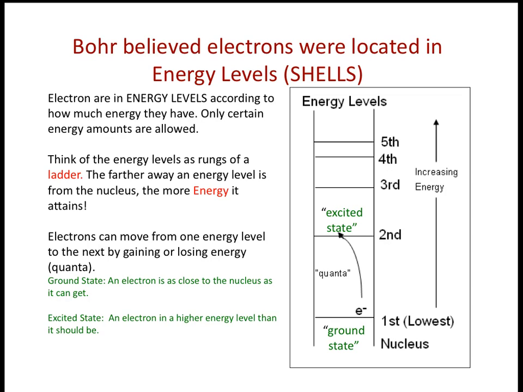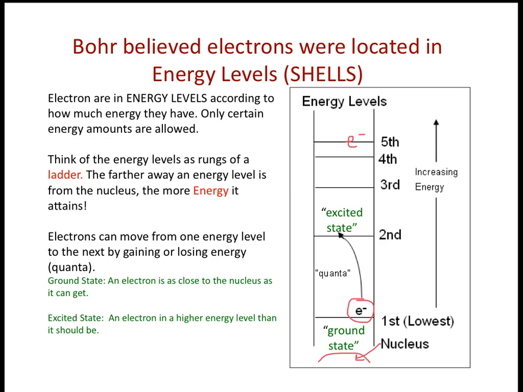Let's think of the energy levels within the electron cloud as rungs of a ladder. The nucleus is down at the bottom, and the rungs of the ladder are labeled as first, second, third, fourth, fifth. Think of those as the energy levels. If an electron is in energy level 1, it's closer to the nucleus. If an electron was up in energy level 5, it would be farther away from the nucleus. The higher the energy level, the greater the amount of energy associated with those electrons.